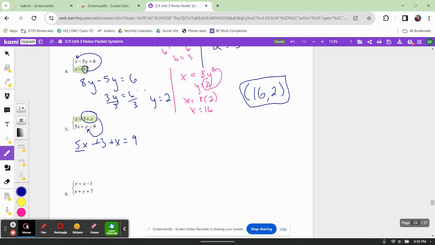So that gives you 5x plus 3 plus x equals 9. I'm going to put my like terms together on the left side. 6x plus 3 equals 9. Get rid of 3 from both sides. 6x equals 6. Divide both sides by 6. We get x equals 1. Go ahead and read my ordered pair off to the side.